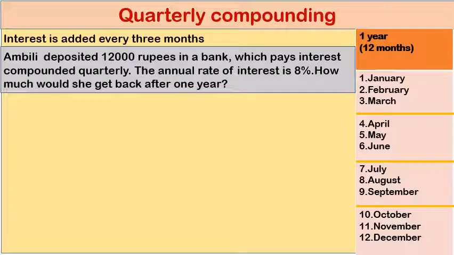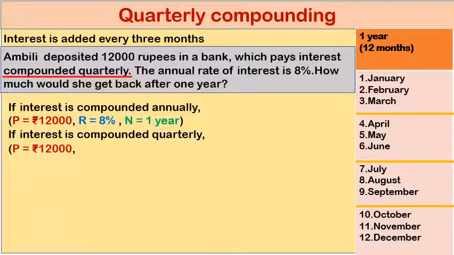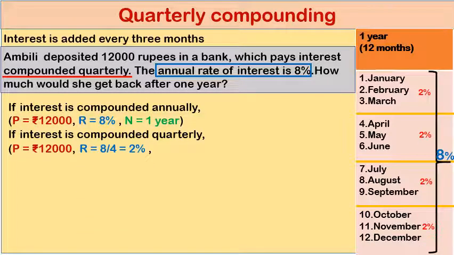Children, if interest is compounded quarterly, there are some changes in rate of interest and number of periods. Principal P is 12,000 rupees. Next is rate of interest. Here, the annual rate of interest is given in the question, that is 8%. Actually, we need the quarterly rate of interest. There are 4 quarters in a year. So rate of interest R equals 8 by 4, which is equal to 2%. Since interest is 8% each year, it is 2% for 3 months.